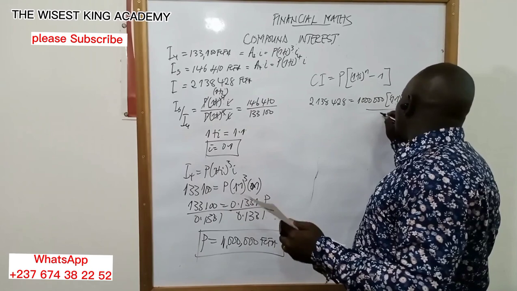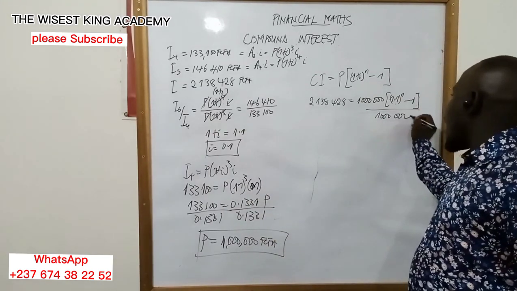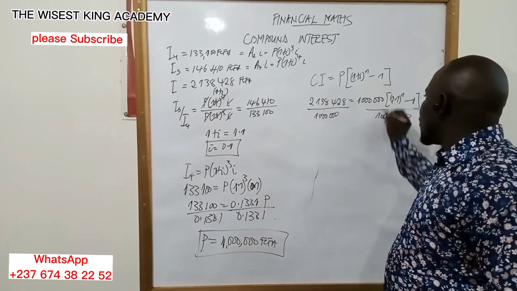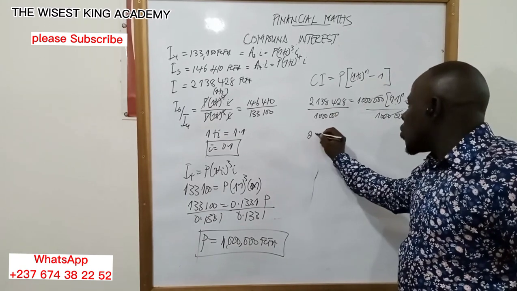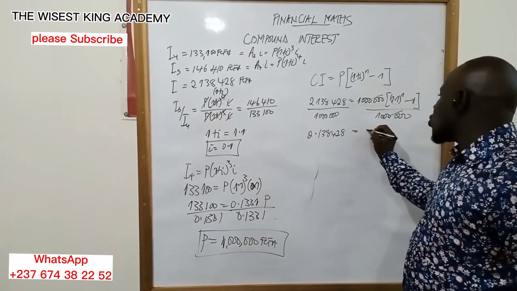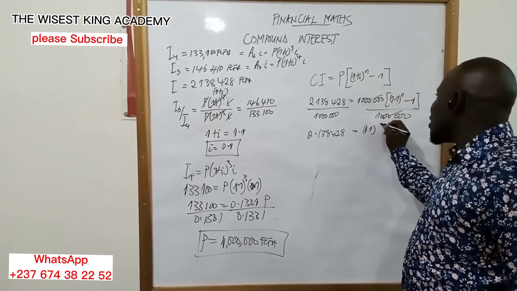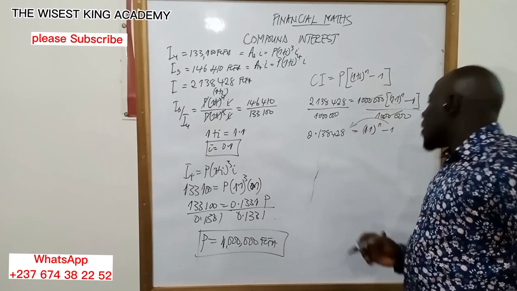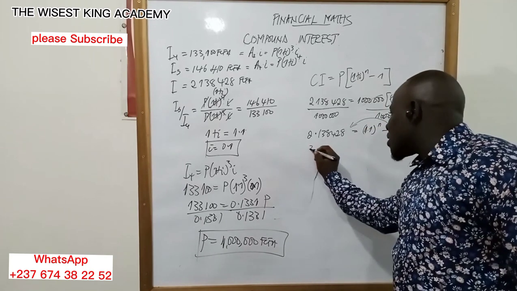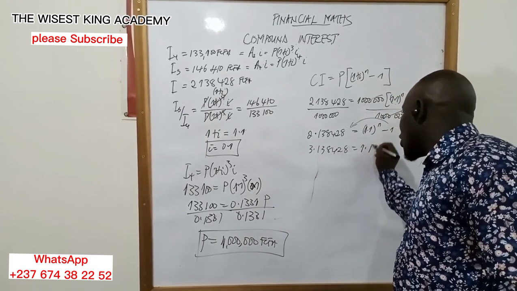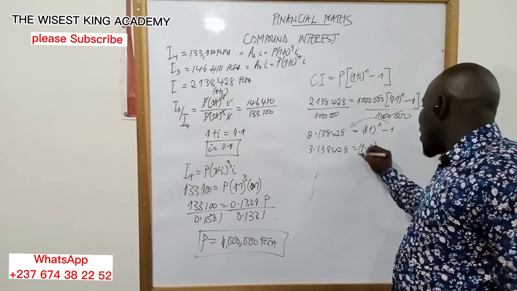So if I divide both sides by 1 million, I'm going to have 2.138428 equal to 1.1 raised to the power n minus 1. So if this minus 1 comes this way, it becomes plus. So this becomes 3.138428 equals 1.1 raised to the power of n.